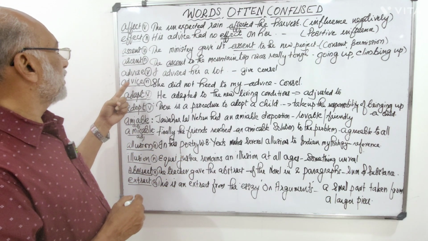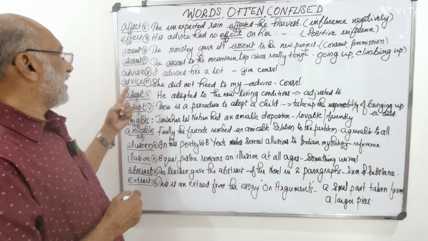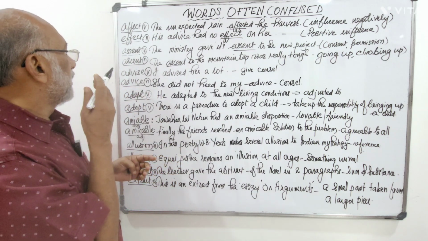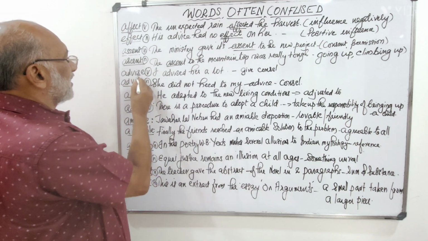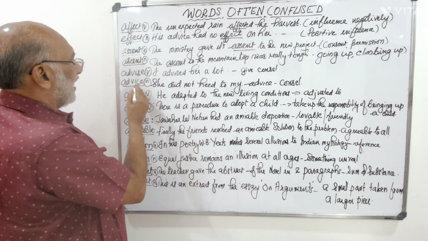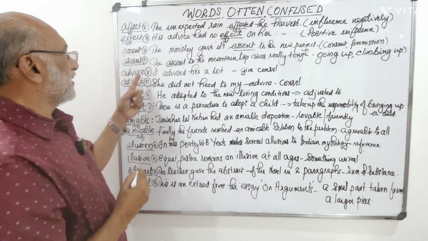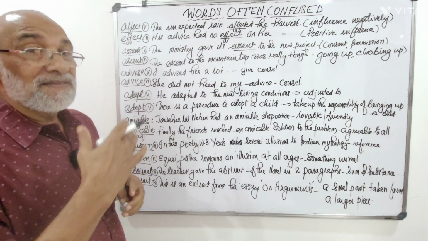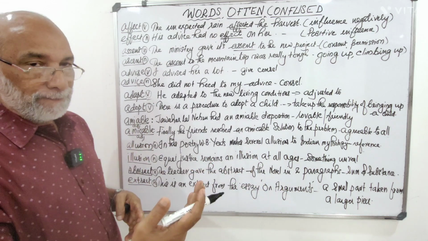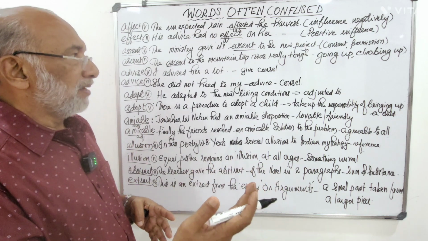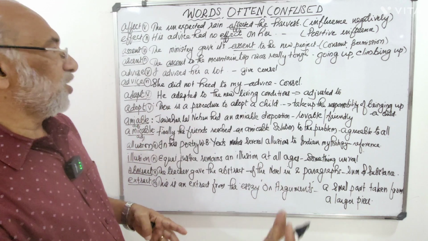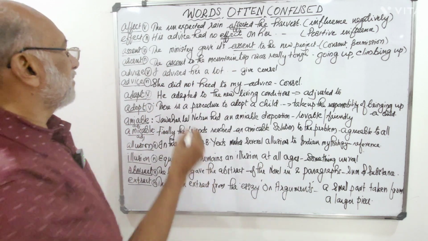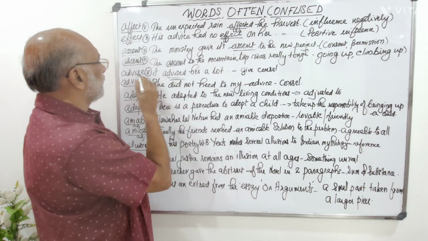Then coming to the third pair, advise and advice. See, the pronunciation is the same. But spelling, there is some difference. Here it is S and here it is C. Advise is a verb. I advised her a lot. That means give counsel, give opinion related to something, in tackling a situation, solving an issue. I advised her a lot. Here we have used the past tense of the verb advise.